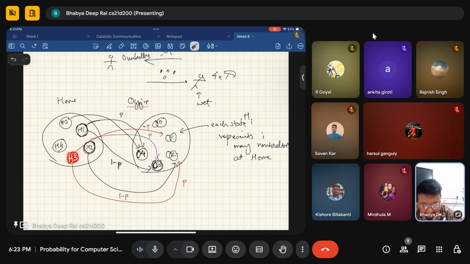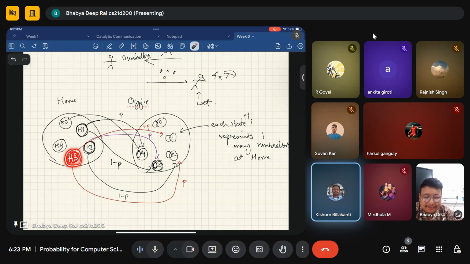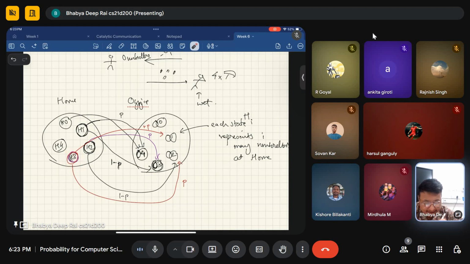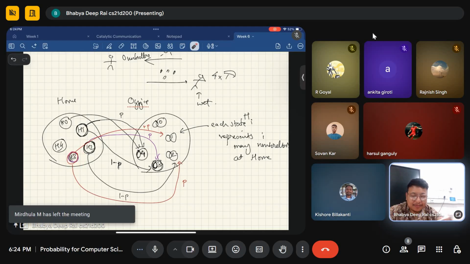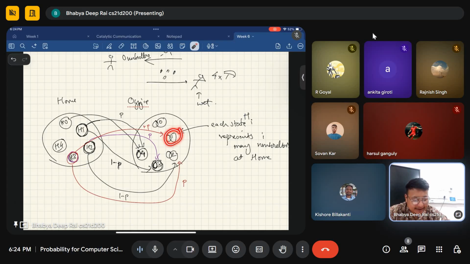So H3 means I'm at home with three umbrellas. And if I have three umbrellas at home, and in total there are four umbrellas, how many umbrellas are at the office? 4 minus 3, 1. Right? The remaining one umbrella is in the office. That was clear, no?